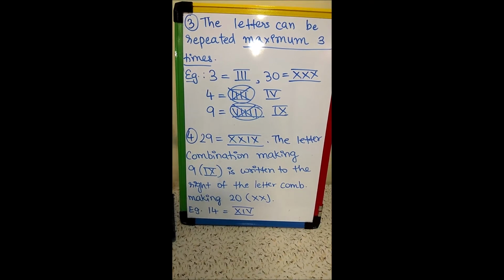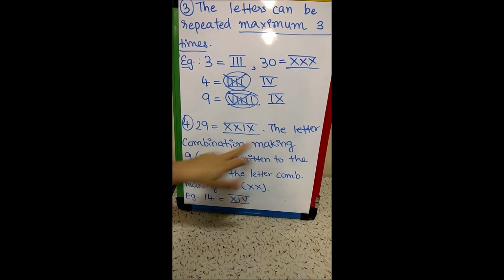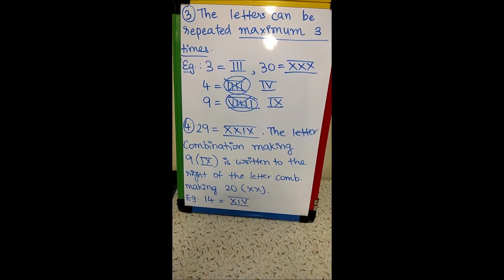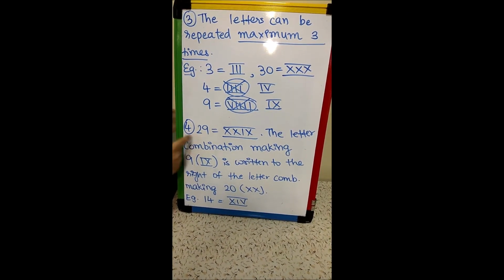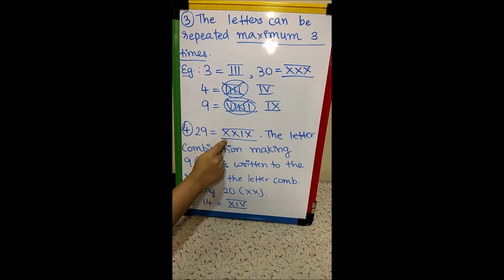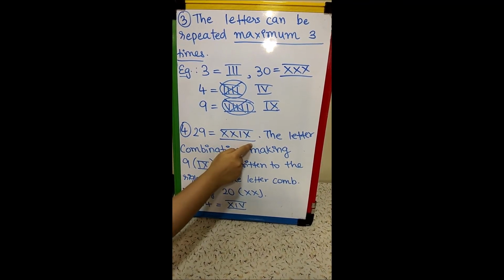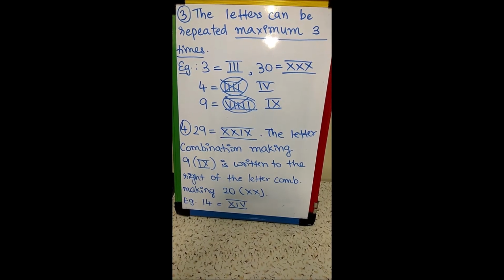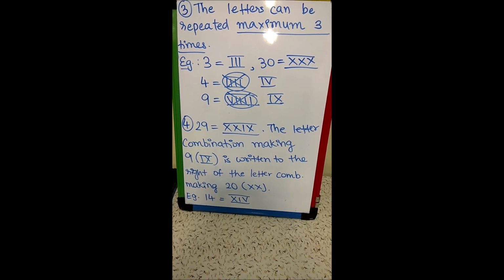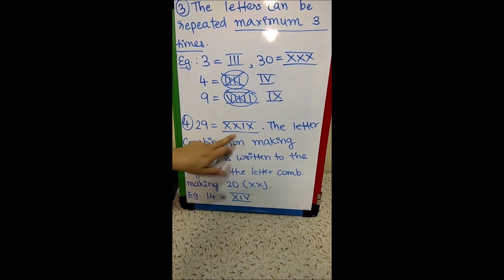After the third rule, let us take the last rule of the Roman numerals. What is the last rule? The letter combination making 9 is written to the right of the letter combination making 20. Now here you can see in 29 we are using a combination of addition and subtraction both. How? X and X are added, so X and X make 20, and I and X make 9. So when in any number there is a combination of addition and subtraction, the 9, that is the subtraction part, we write at the right hand side of the numeral.